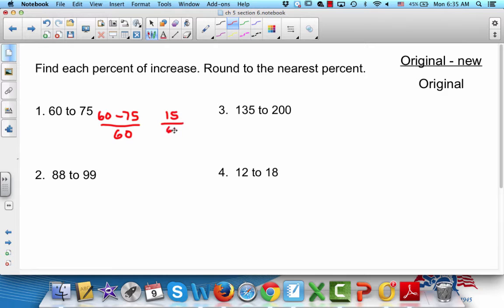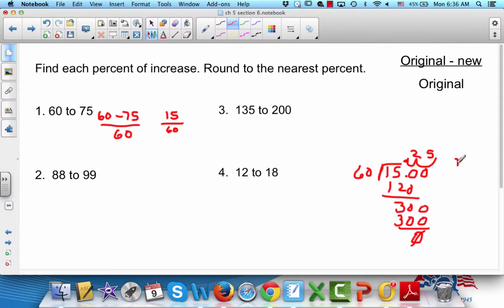divided by 60. And then we come over here and we do 15 divided by 60. And that gives us, 60 goes into 150 2 times. 2 times 60 is 120, with 30 left over, bring down a 0. 60 goes into 300 5 times. And 5 times 60 is 300 with 0 remainder. So that means our answer is 0.25. We move the decimal 2 places to the right, and that gives us 25%. That's our percent increase, okay?